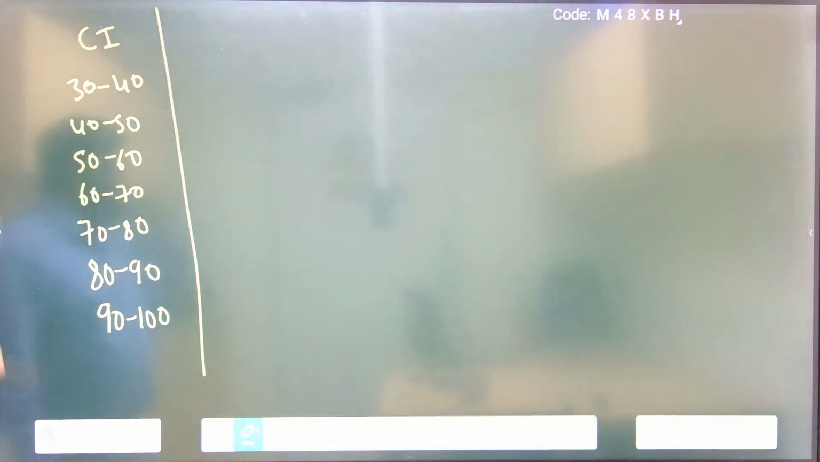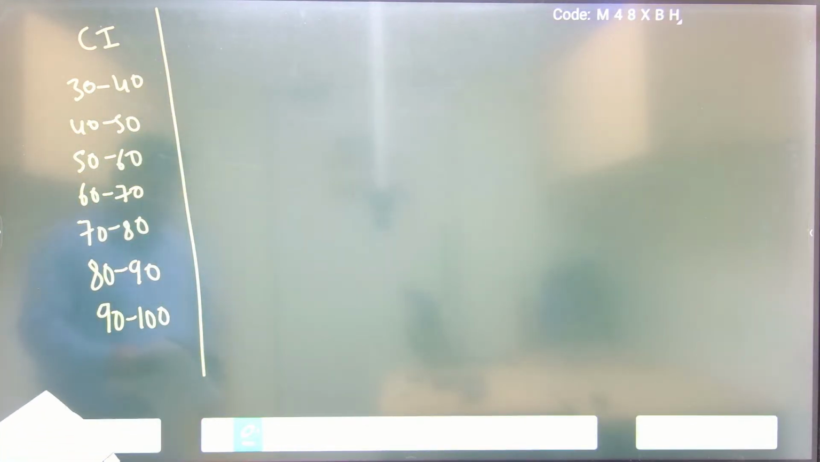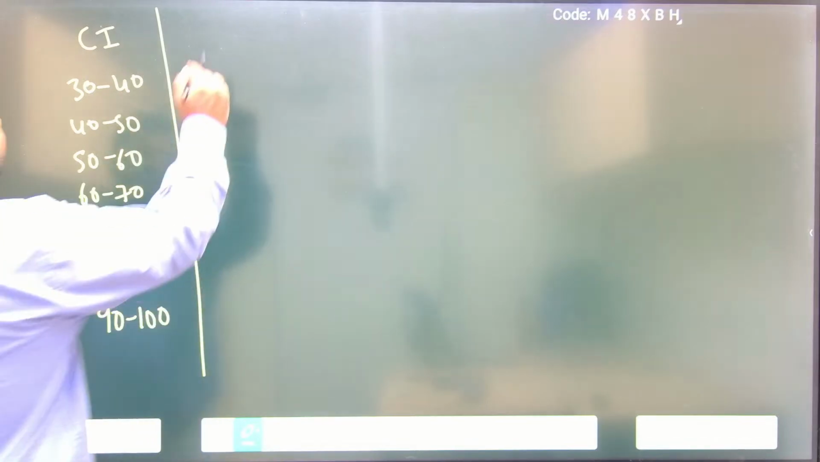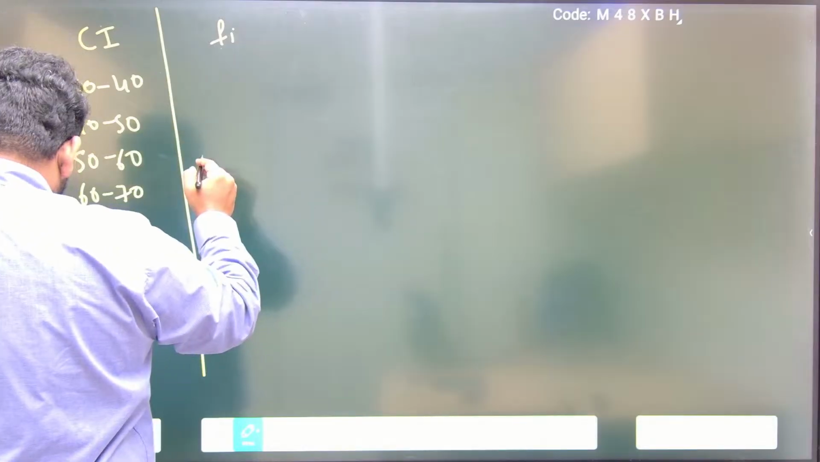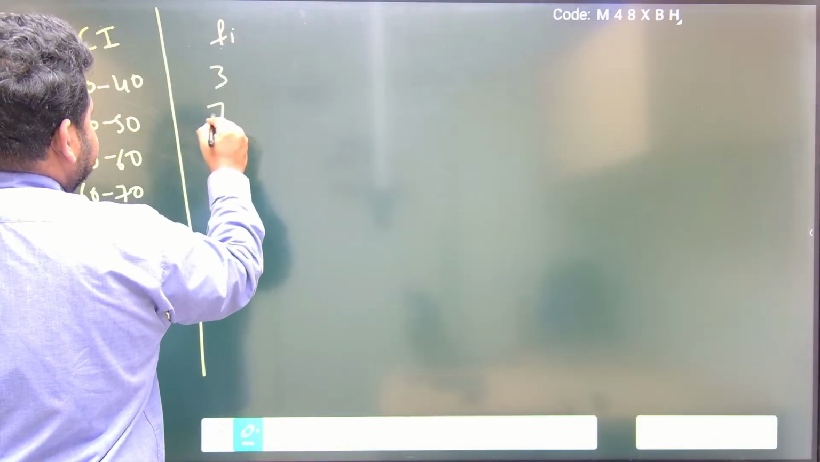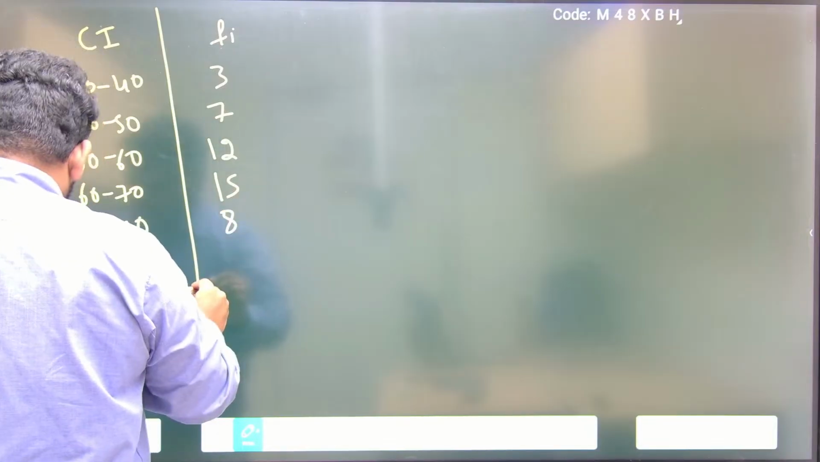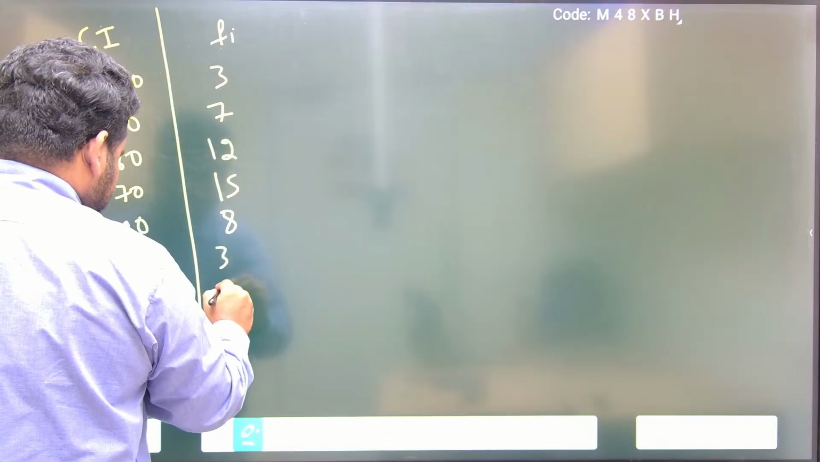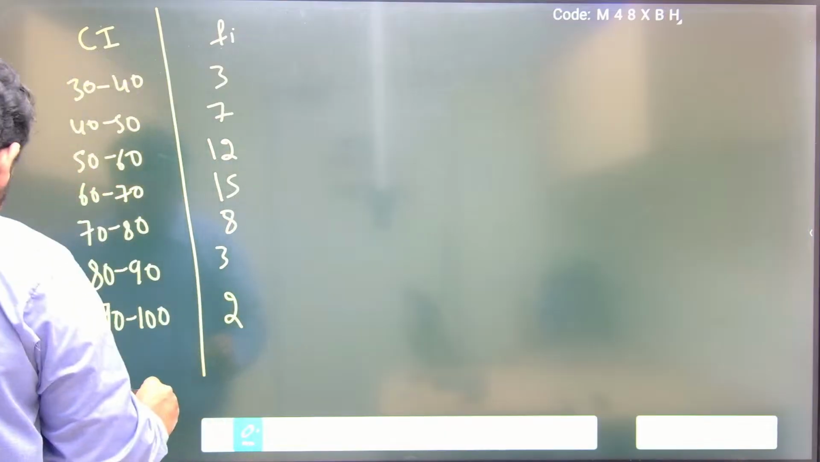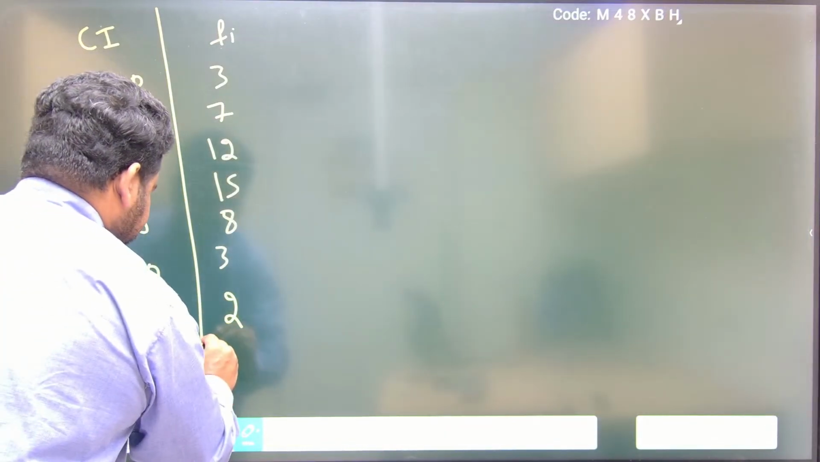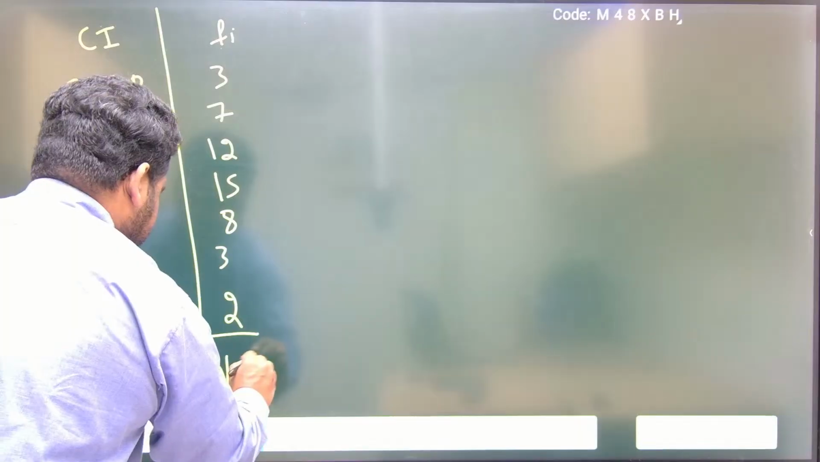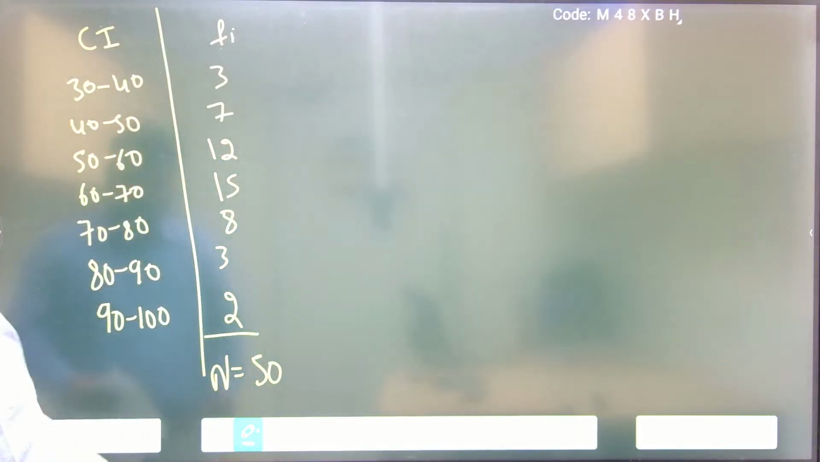Since the class interval is given, they have not given xi. We have to find xi, which is the midpoint of the class interval. The frequency fi they have given: 3, 7, 12, 15, 8, 3 and 2. The summation of this is n, the summation of fi, which is equal to 50.